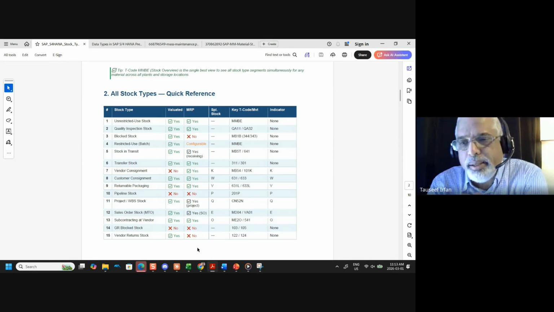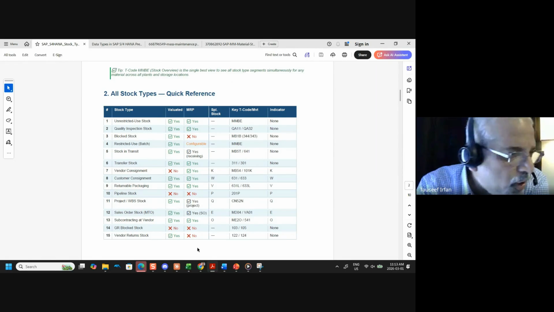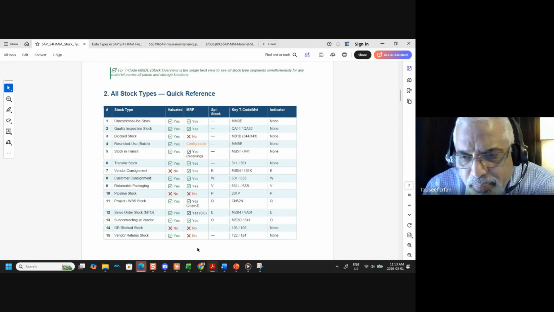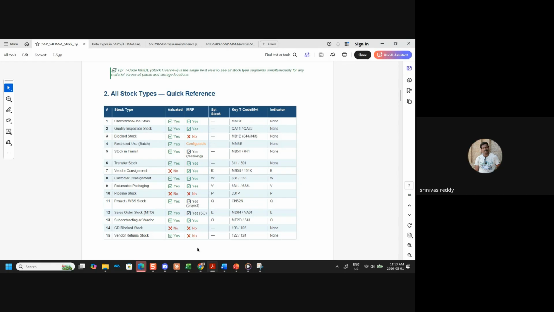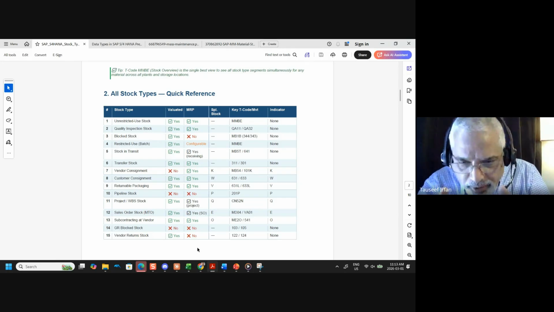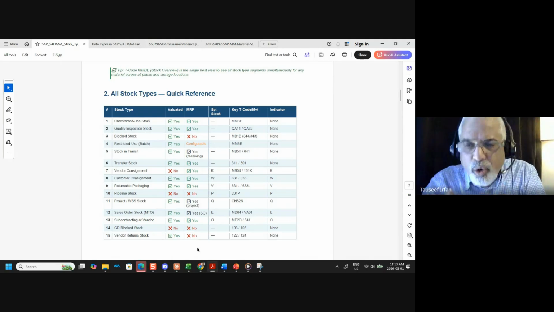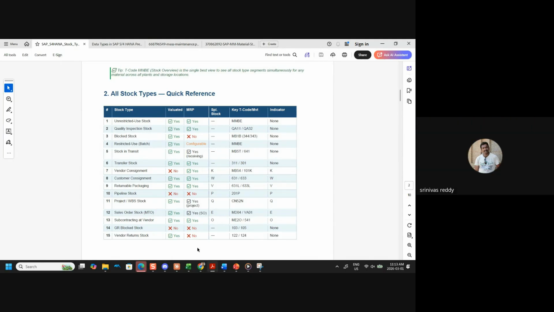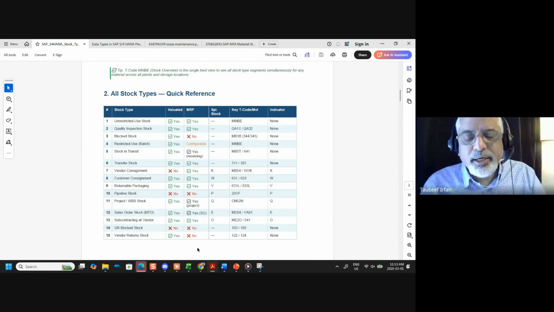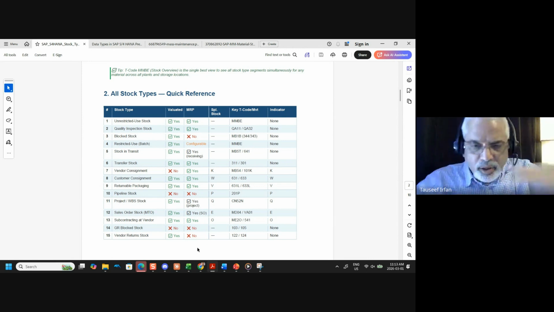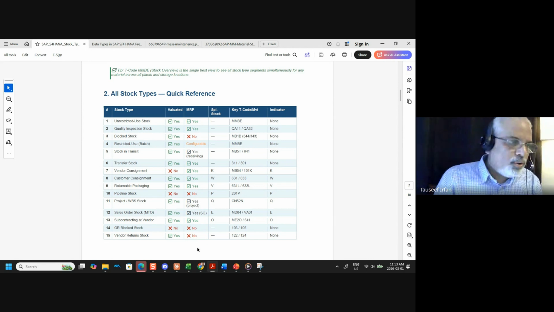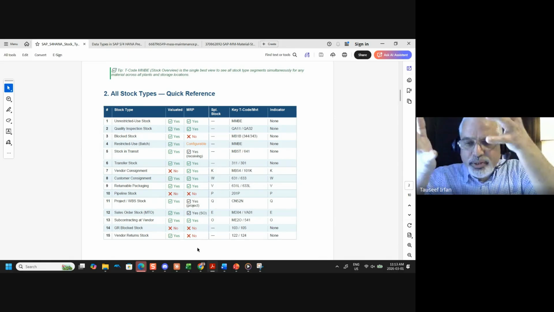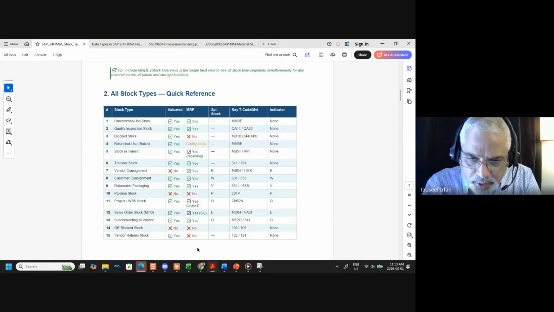See, if it is already returned, it will not be valuated. You agree? So you have to say that physically the stock is in my warehouse, but it is going to be returned. If it has left your warehouse, then it's gone, it's not in your system. So you have to say it's valuated because physically it is sitting in my warehouse. That's why it is valuated.